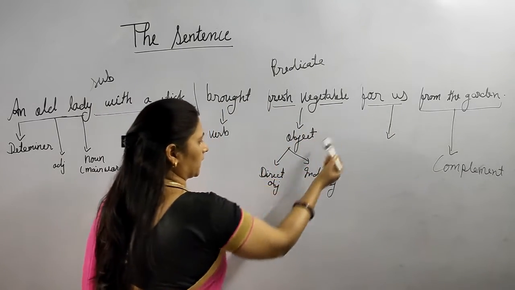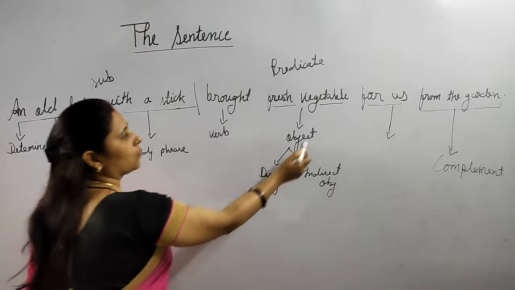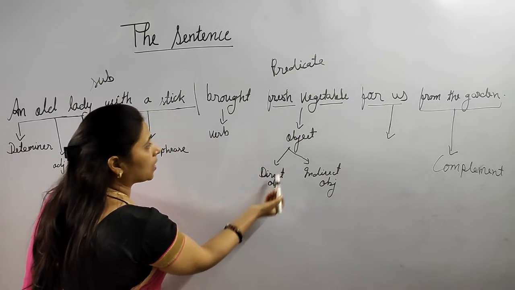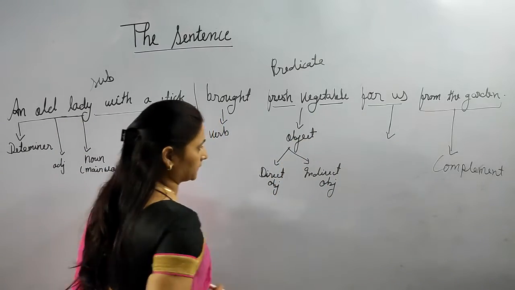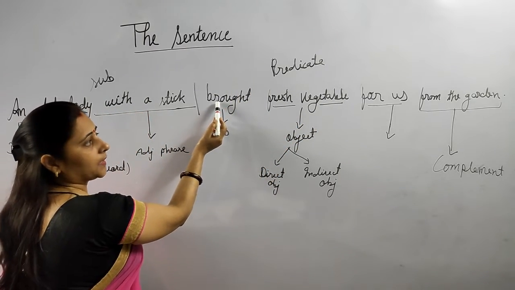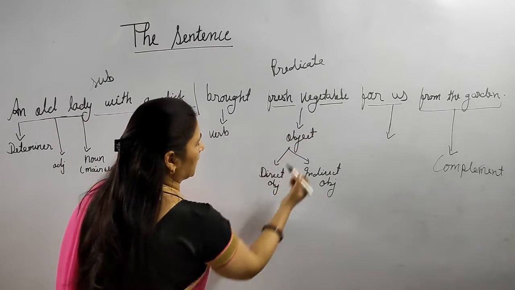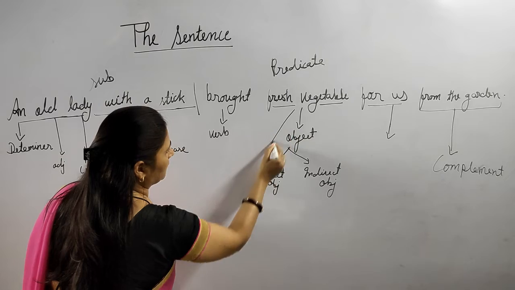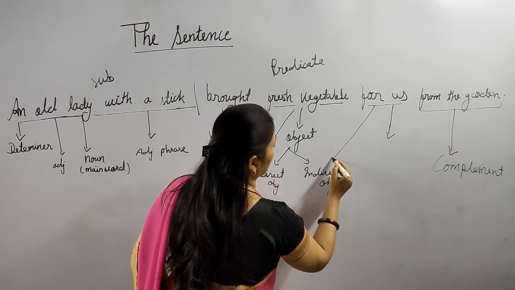One can be the direct object and one can be the indirect object. Let me tell you how you will decide which one is direct and which is indirect. The word which is connected with the verb would be the direct object. As you can see here, brought fresh vegetable. So fresh vegetable will be the direct object, and for us will be the indirect object.